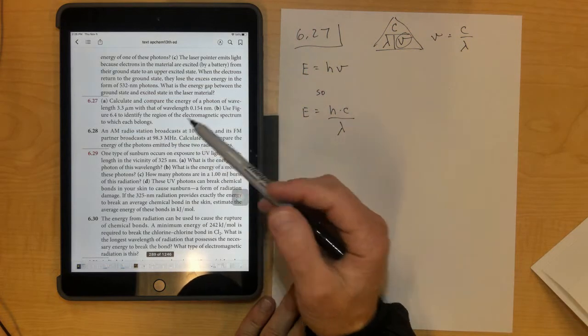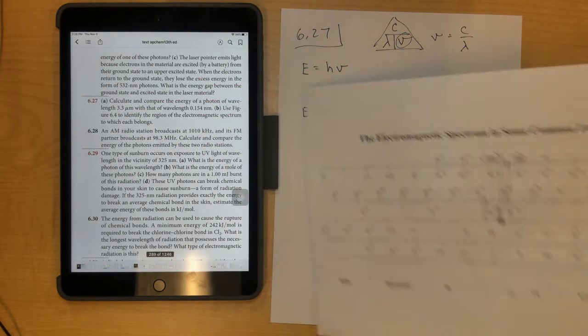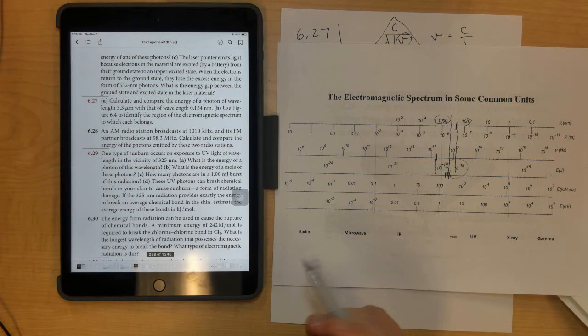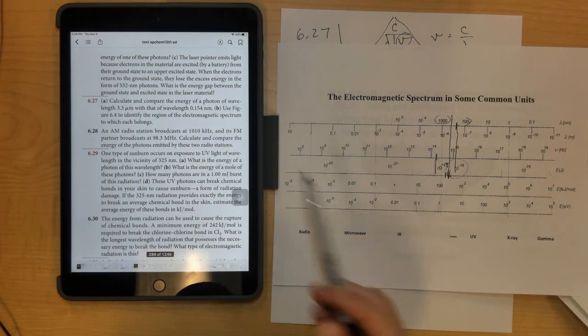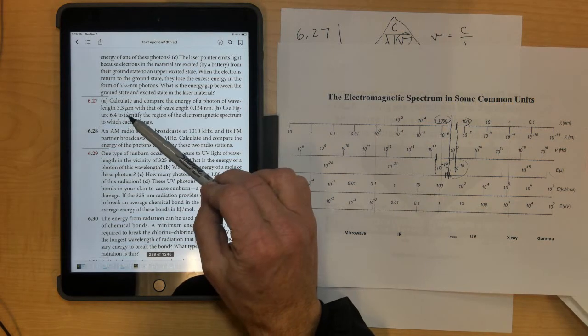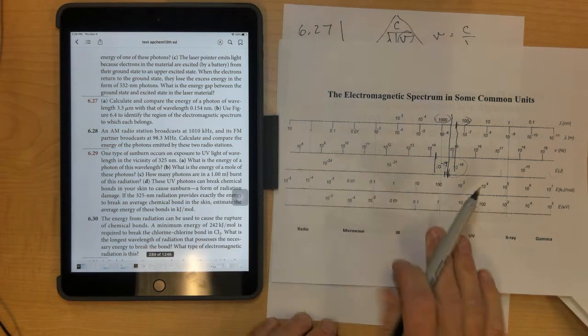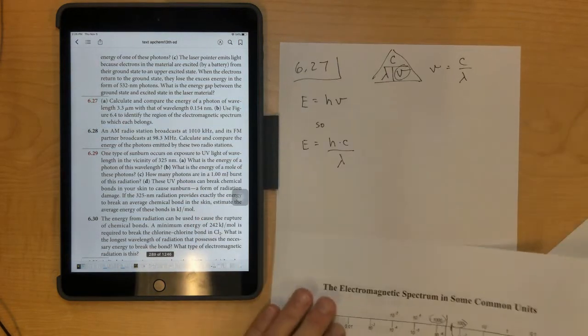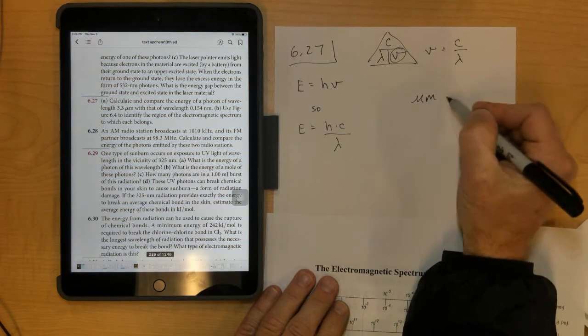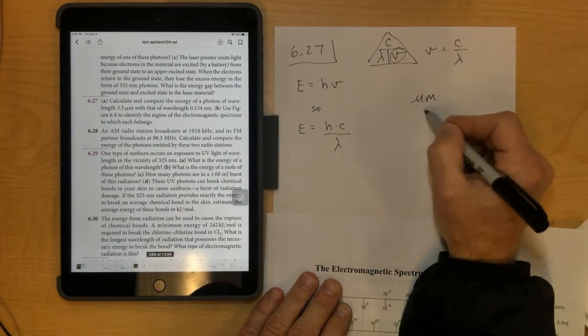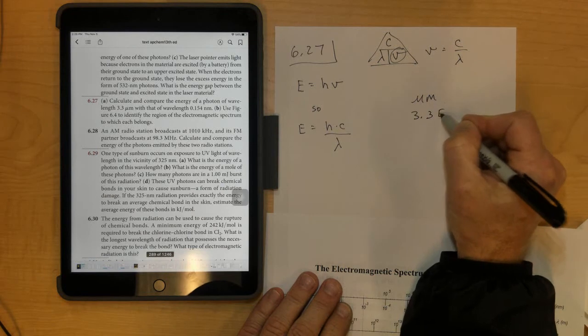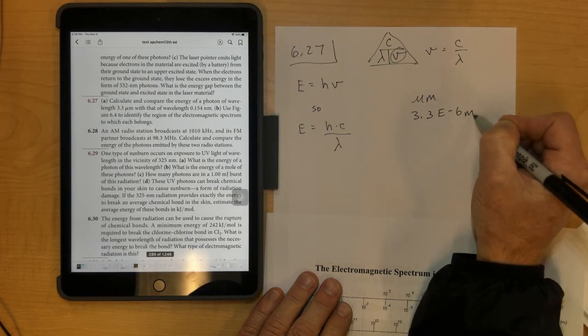So the first thing that you want to be able to do is use the electromagnetic spectrum chart, and then you can get approximate values. So you can compare them, and then you could at least find the region that they're in. So the first one, 3 micrometers. A micrometer, remember, is 10 to the negative 6th. So we would be at 3.3 times 10 to the negative 6th meters.